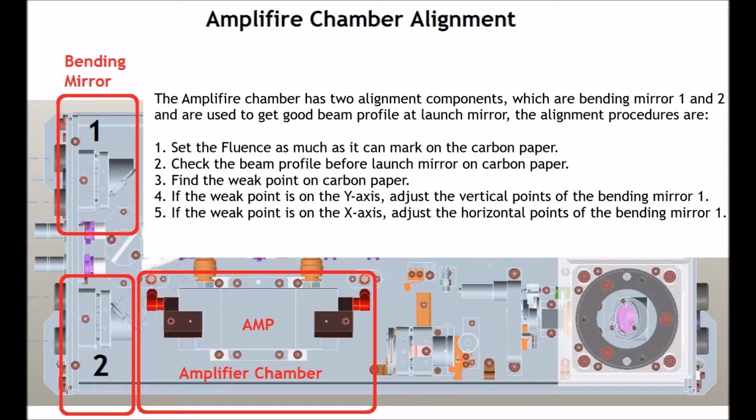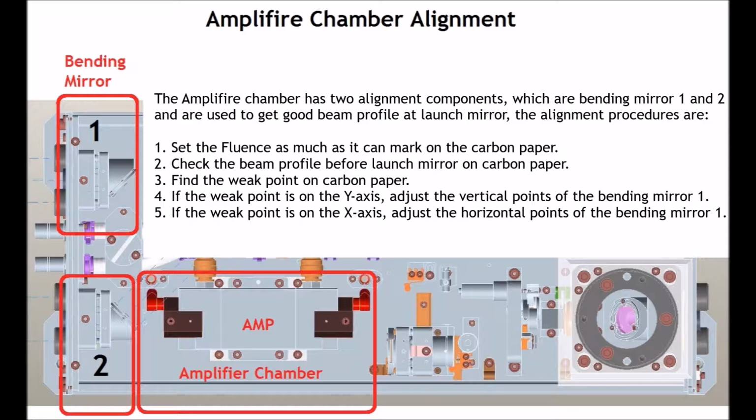The amplifier chamber has two alignment components, which are bending mirror 1 and 2, and are used to get good beam profile at launch mirror. The alignment procedures are: 1. Set the fluence as much as it can mark on the carbon paper.